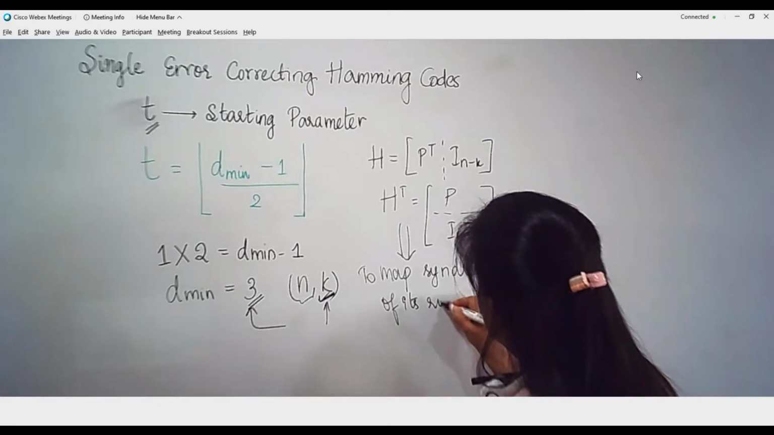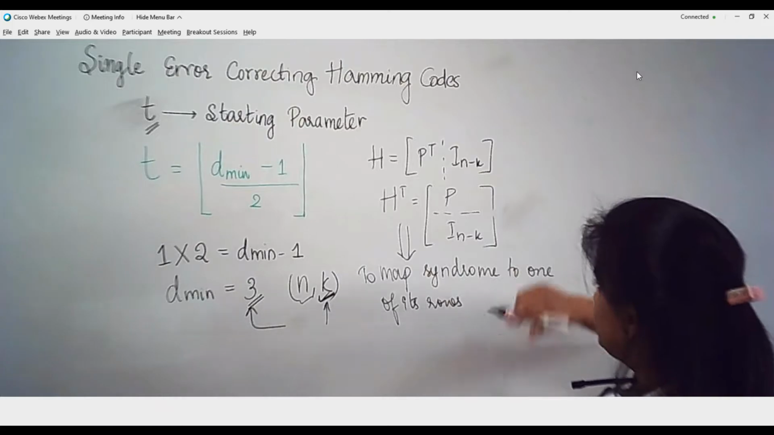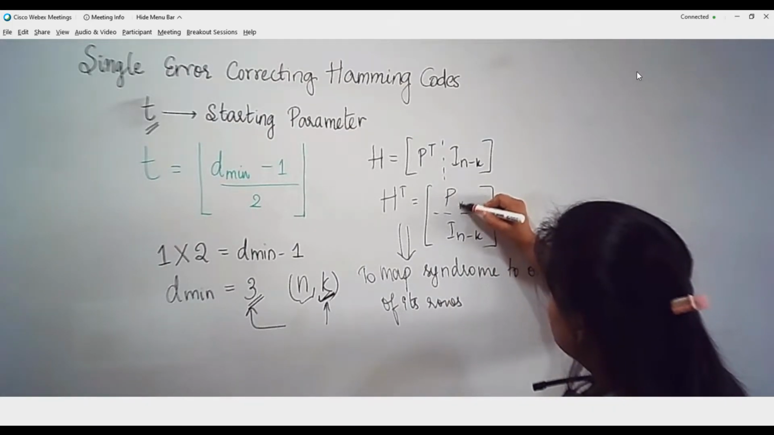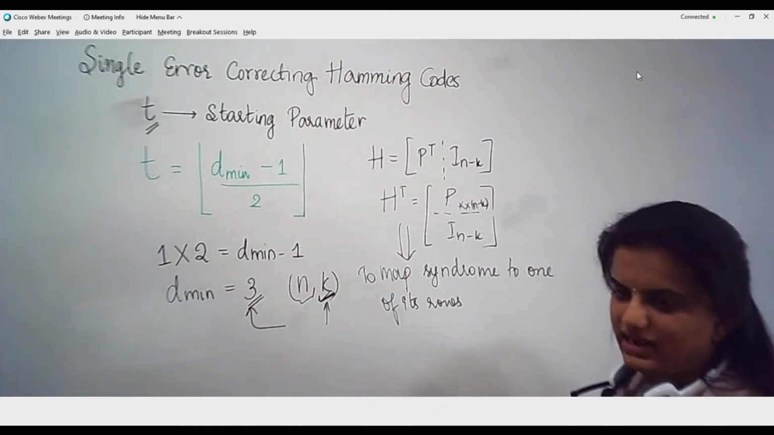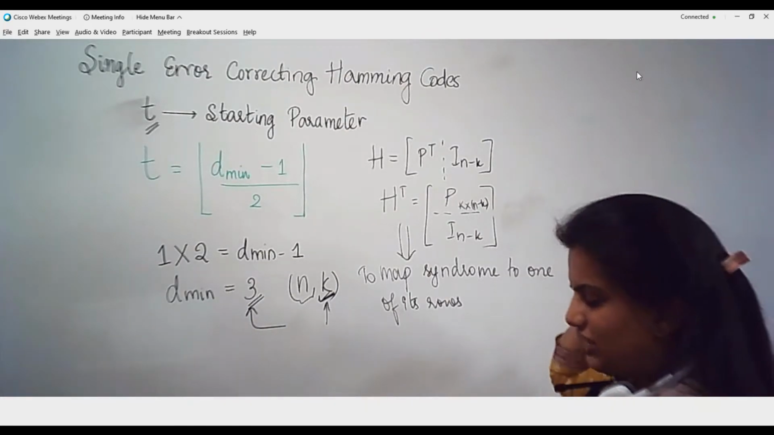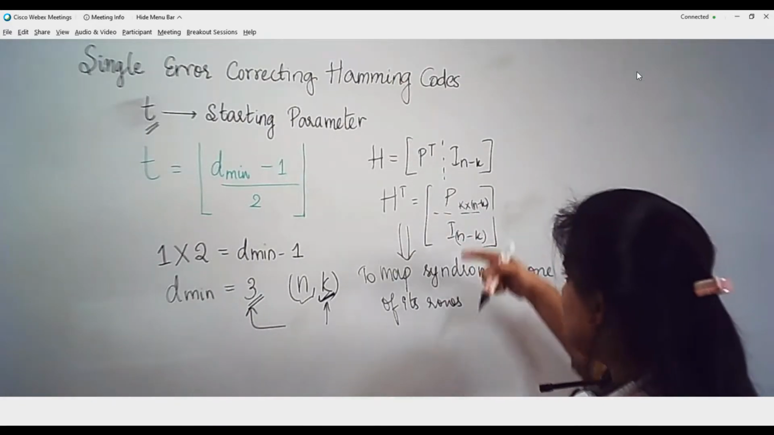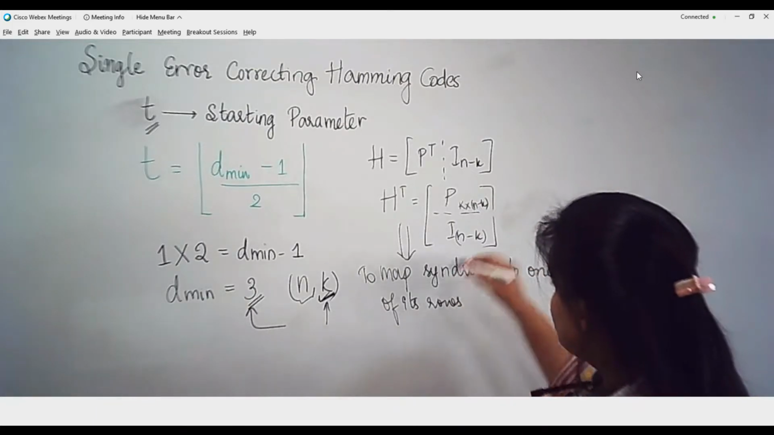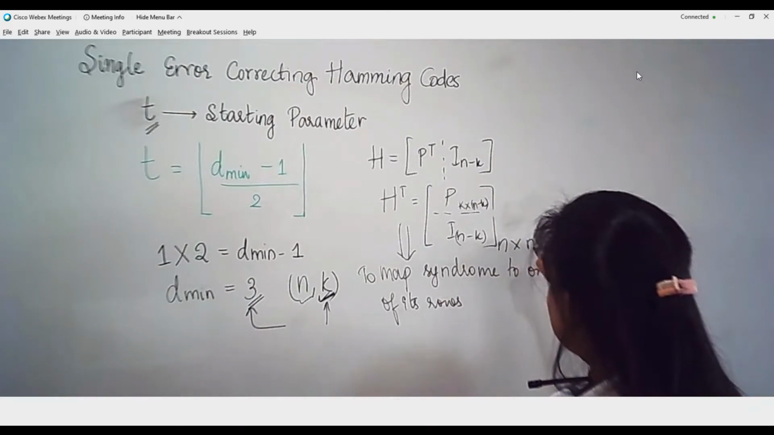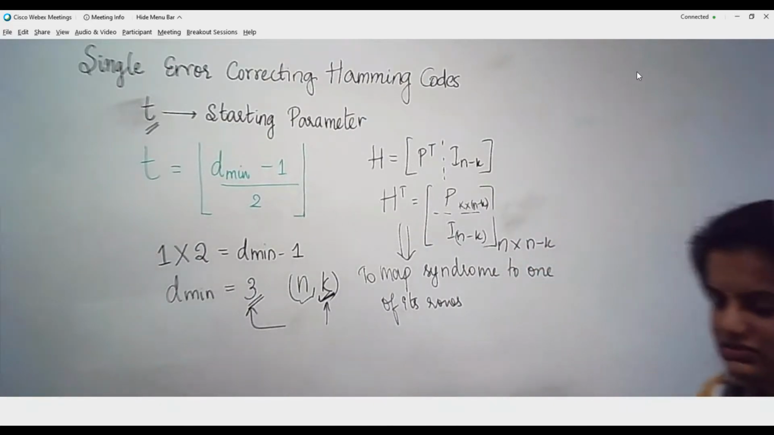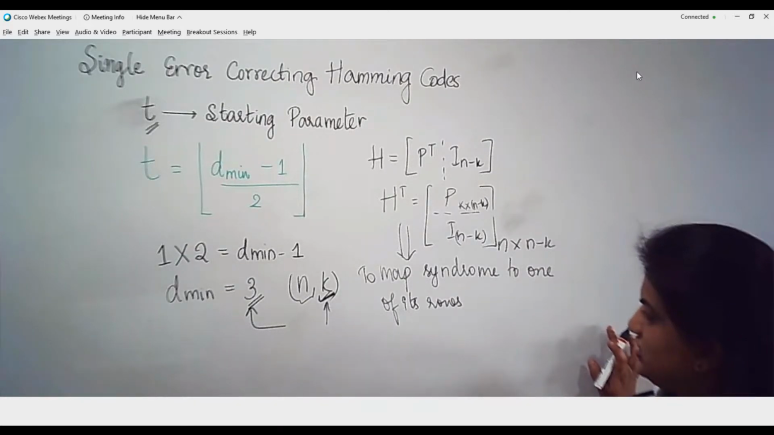Okay, one of its rows. Now let us look at how many rows are there in this transpose parity check matrix. P is of the size K cross N minus K, and this is of the size N minus K cross N minus K. So totally the number of rows in this particular case is equal to N. So this is a matrix of the size N cross N minus K. Please remember, that is the size of your transposed parity check matrix.